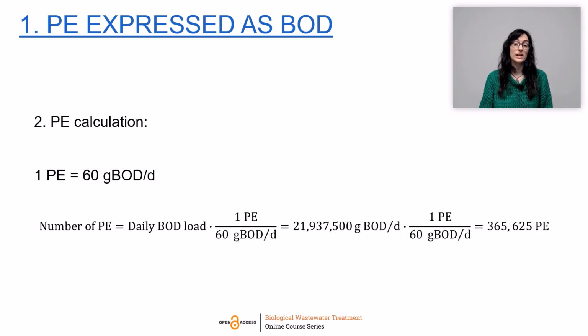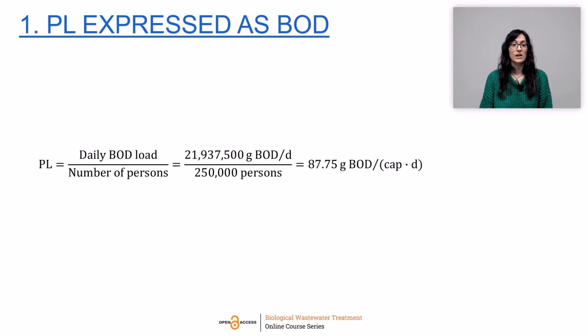Once we know the load, we can calculate the number of population equivalents by assuming that one population equivalent equals 60 grams of BOD per day. Then, we can calculate the person load by dividing the daily BOD load by the number of people in the town.